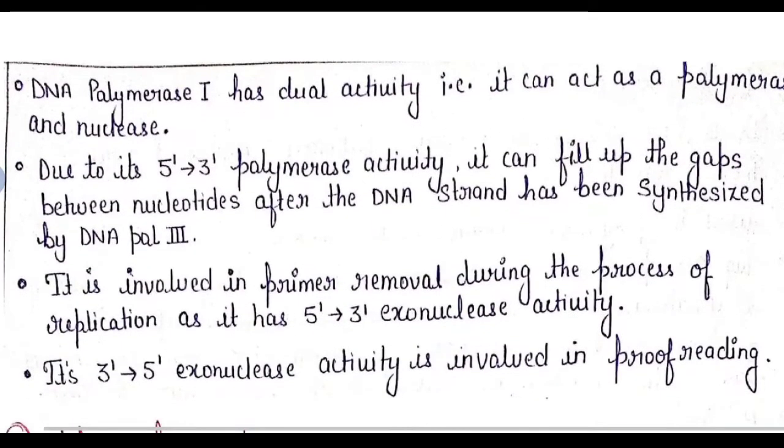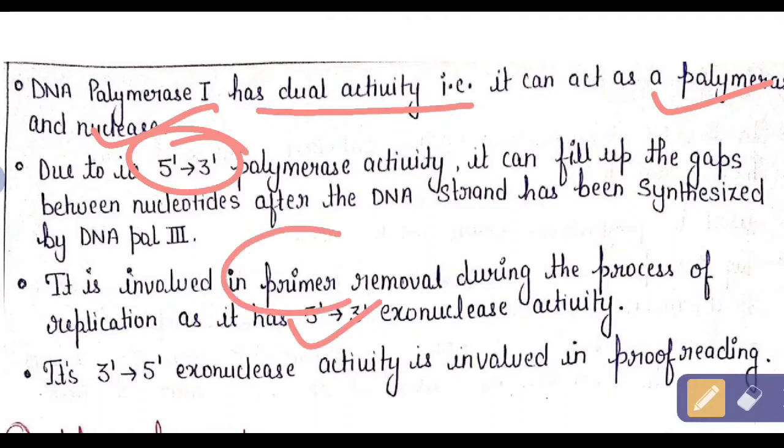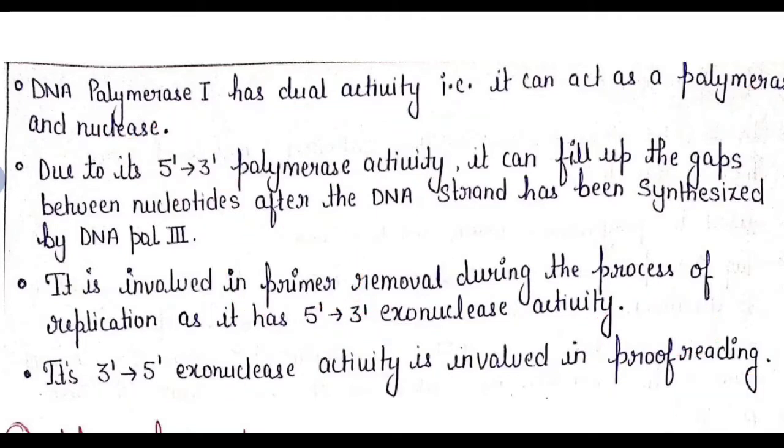So here you can see DNA polymerase 1 has dual activity. It has polymerase activity as well as nuclease activity. So it is going to add nucleotides in the 5' to 3' direction, and it is also going to remove nucleotides in the 5' to 3' direction, especially if we talk about the primers. Moreover, it can also lead to the degradation of the existing DNA strand in the 5' to 3' direction. Then it has the 3' to 5' exonuclease activity, which is involved in proofreading, meaning it is going to remove the mispairing of the base pairs and correct them so that mutations won't occur.